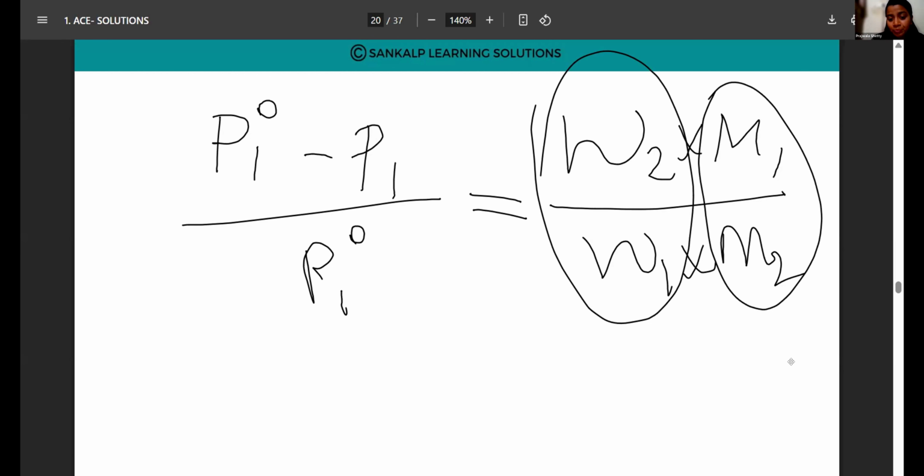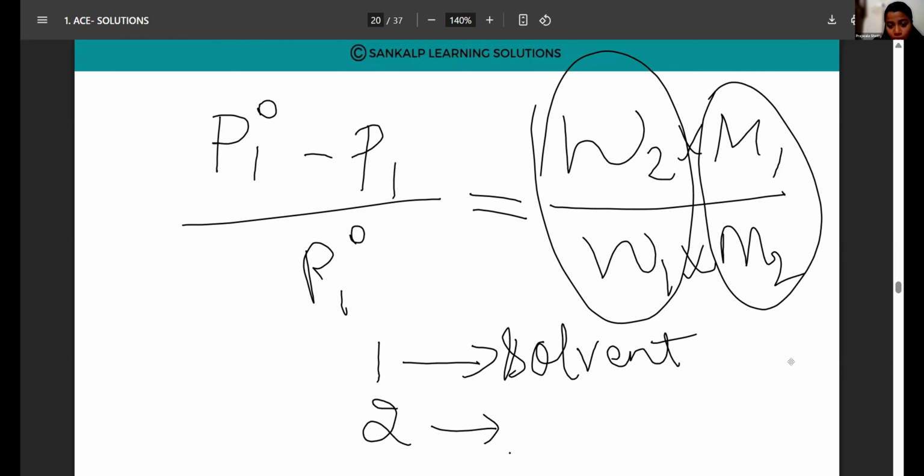Respectively, in the sense of what I meant: 1 is the solvent, so M1 and W1 belong to the solvent, whereas 2 is the solute. Generally, they ask you to find the molar mass of the solute in your numericals. In that case, you transpose all these terms with respect to M2. Next, let's directly move on to the next one.